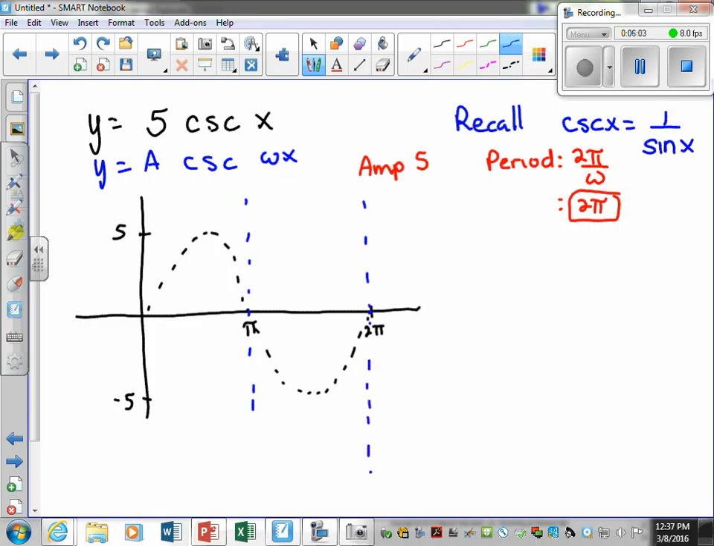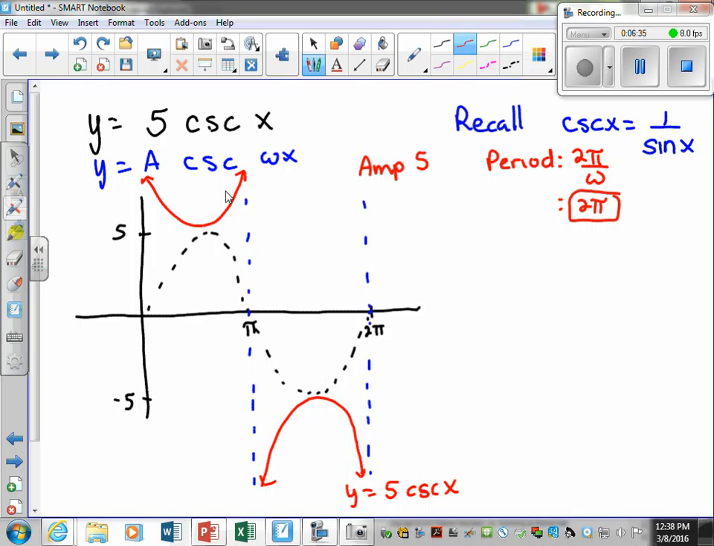So if I was to do that and extend vertical asymptotes, I can graph my 5 cosecant x by coming here and sketching up. Same thing here. Now, let me go back a little bit. This should approximately touch, because that should be at 5, right? Amplitude of 5. And so the red is the graph of y equals 5 cosecant x.